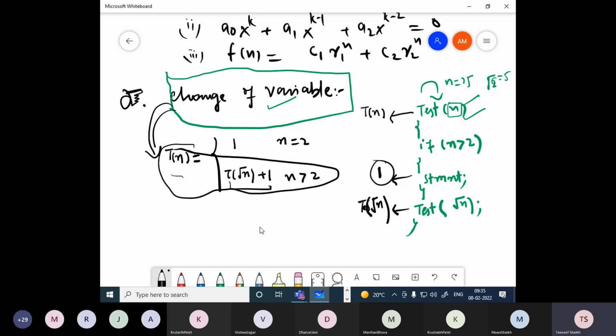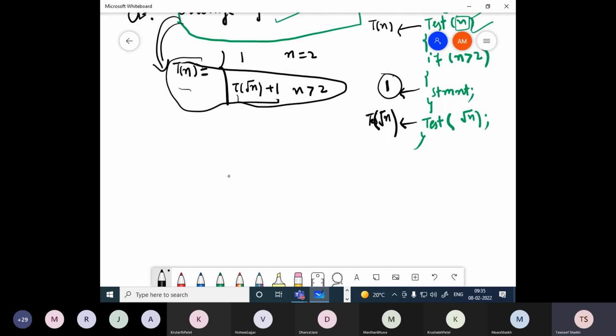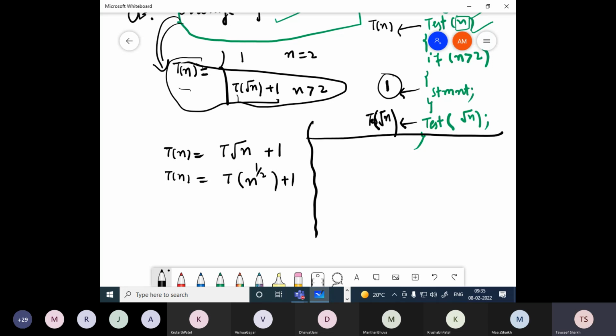Once we go to this part and try to see what will happen, we will write this recurrence here: T of n equals T of under root of n, plus 1. In terms of powers, the square root becomes n to the power 1 by 2, plus 1. Okay, so now my recurrence has come into standard form.